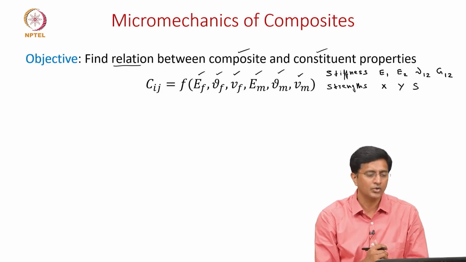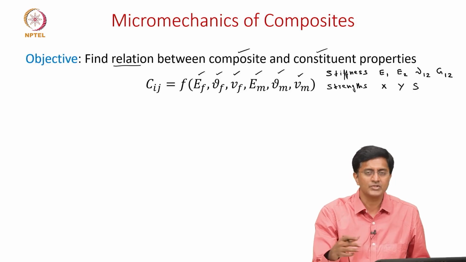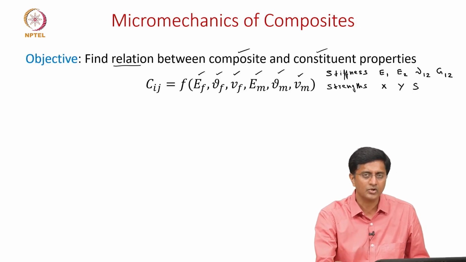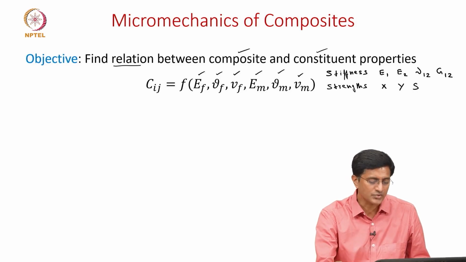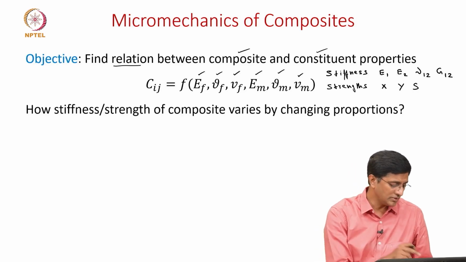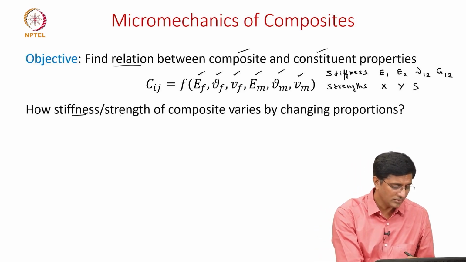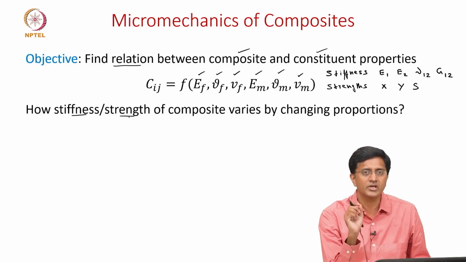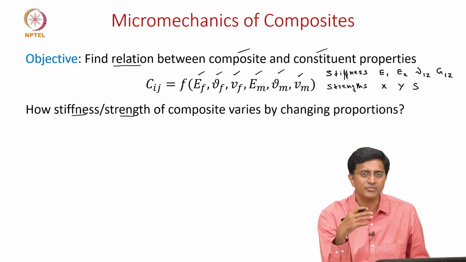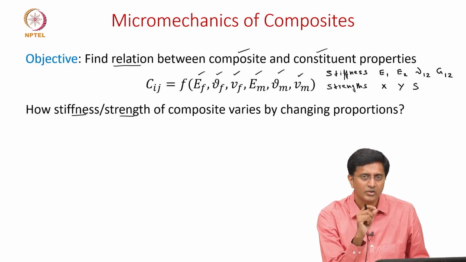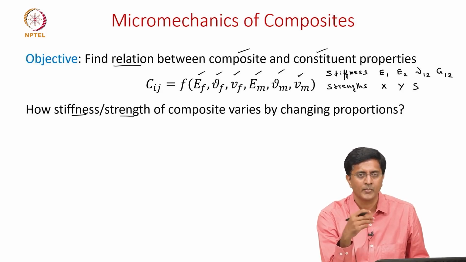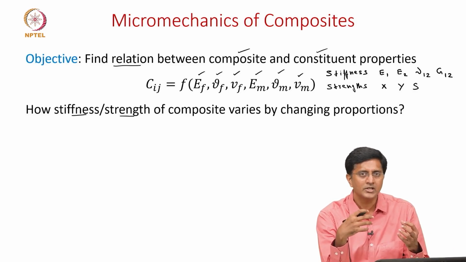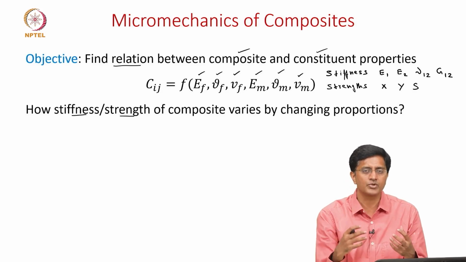So these are what one can do with micromechanics once we know the properties of the constituent materials. The questions we are addressing here are, first, how the stiffness or strength of the composites varies as we vary the proportions of the fibers. So let's say, for example, we have a glass fiber reinforced composite, meaning we have glass as the fiber material, and let's say the matrix material is epoxy. If I pick glass and epoxy, I still have options to choose the proportion of the epoxy and the proportion of the glass.